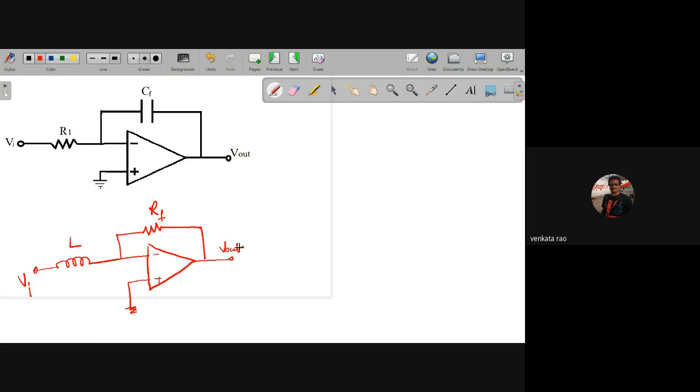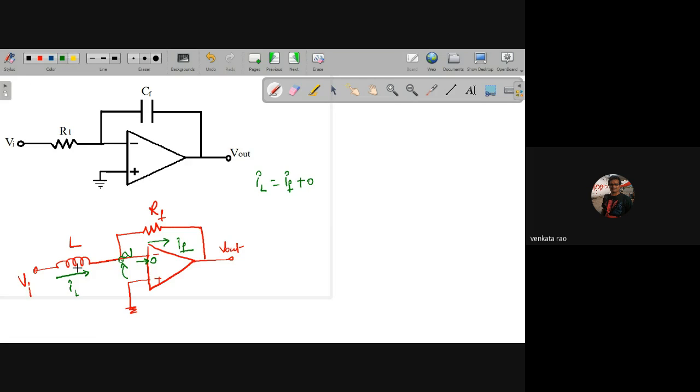Based on that relation, you can specify which type the circuit belongs to. Let us verify this. Let this be IL and this be IF. According to virtual short circuit, the voltage here is 0. Applying KCL at this node, IL equals IF plus 0 current entering this side. Now IL is the current through the inductor.